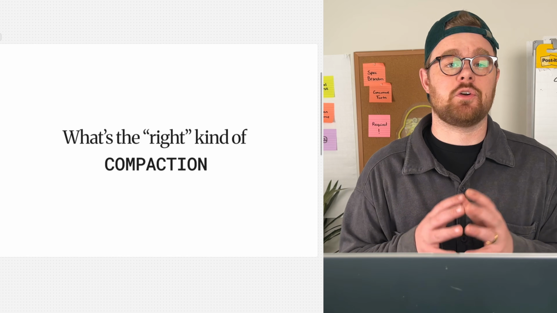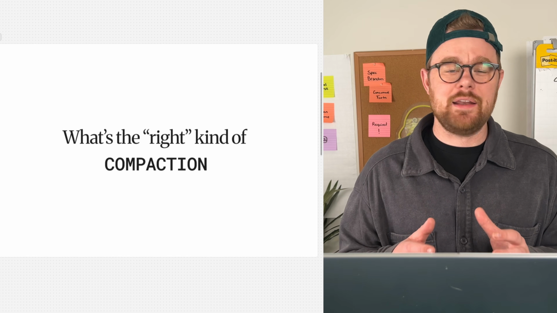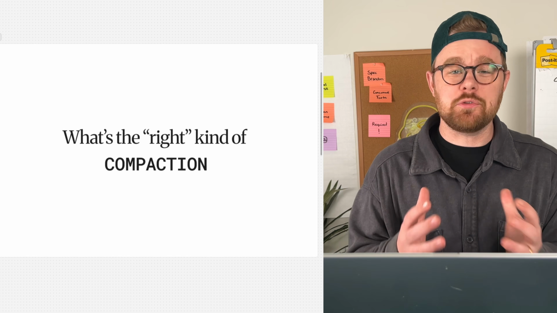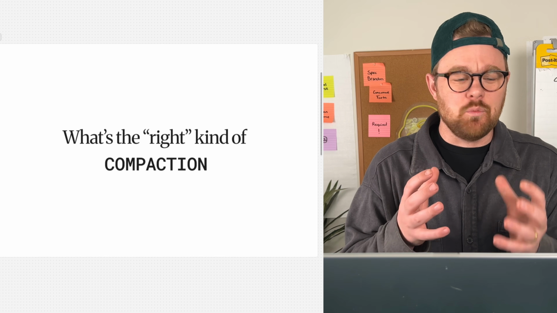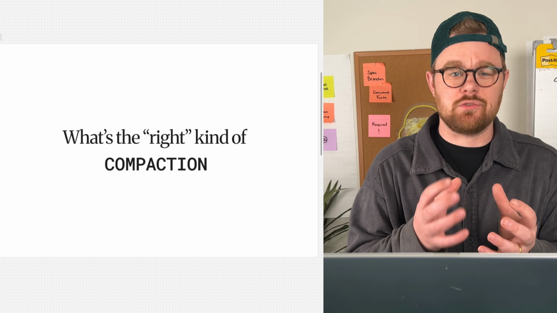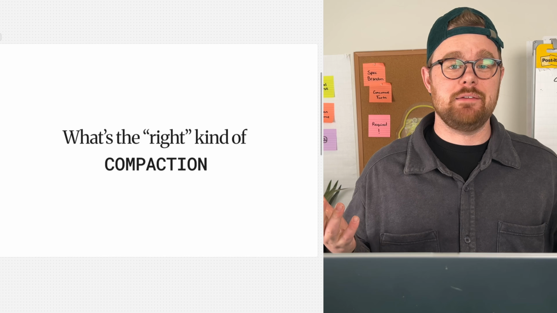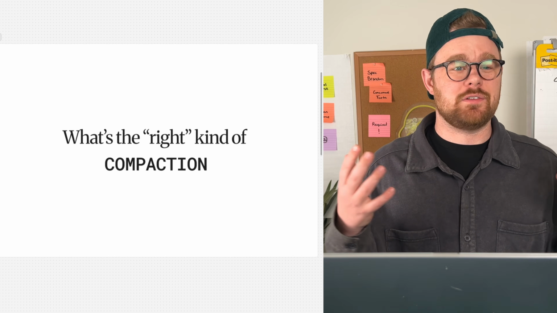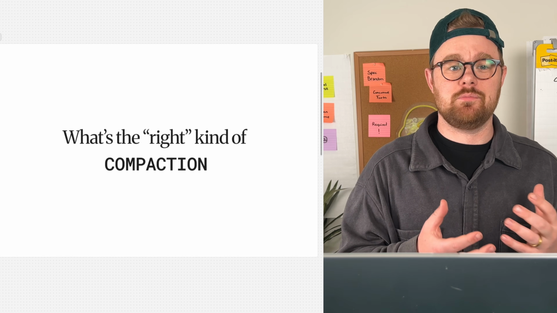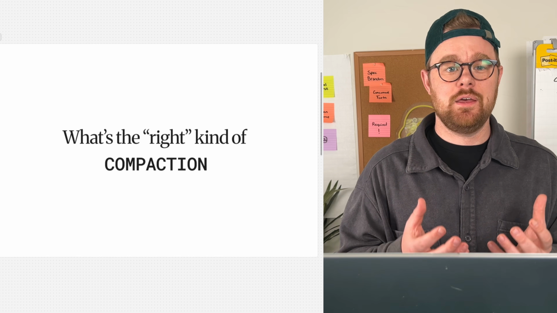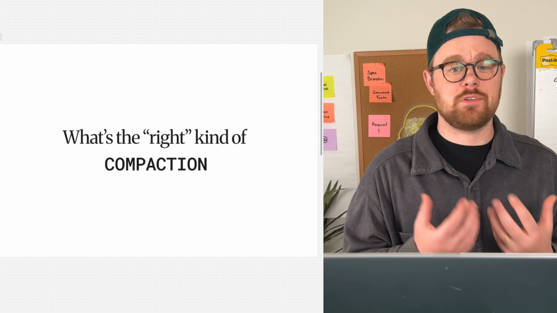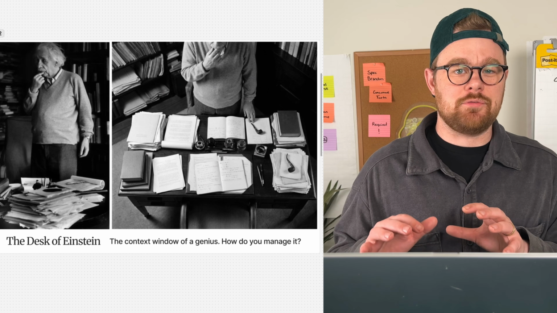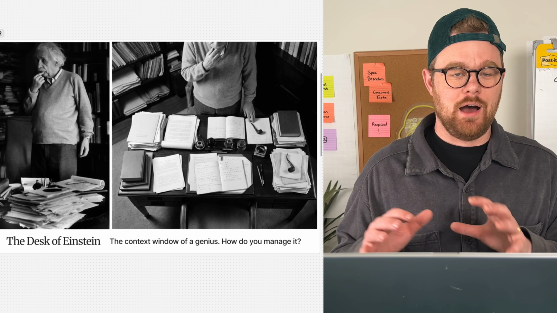That often leads us to the question, what is the right kind of compaction? Are there multiple kinds of compaction? And can we start finding definitions and terms to use? Because ultimately, every domain that uses these agents is different, so every harness that you use might require a different set of compaction rules and systems to think about. So that's why I've started to really think about Einstein.